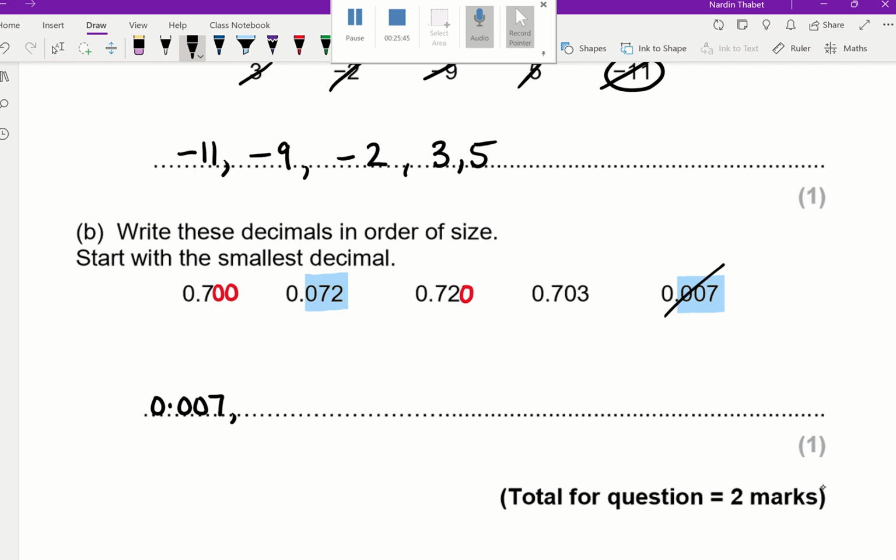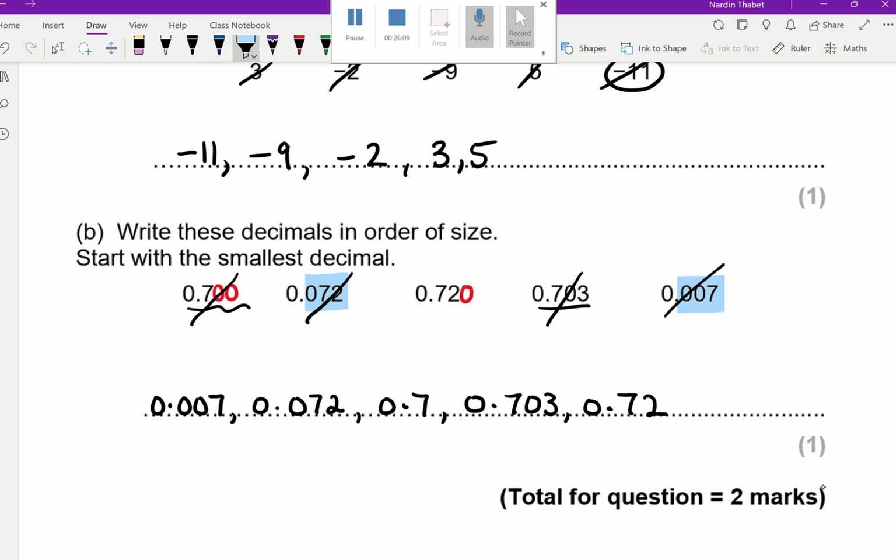And then 0.072. And then that's a 700, so 0.7. That's 703, so 0.703. And that's 720, 0.72. So this is in order of size from the smallest. I add my zeros and then I focus on the digits after the decimal.